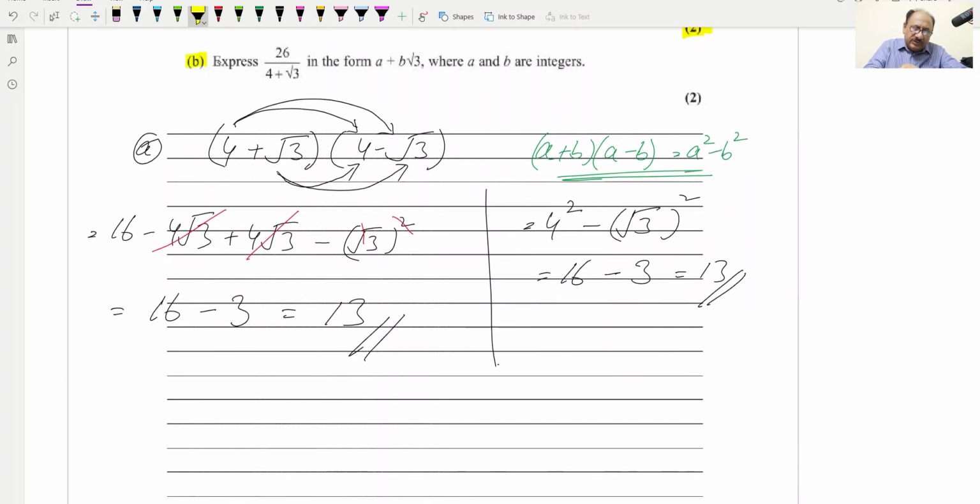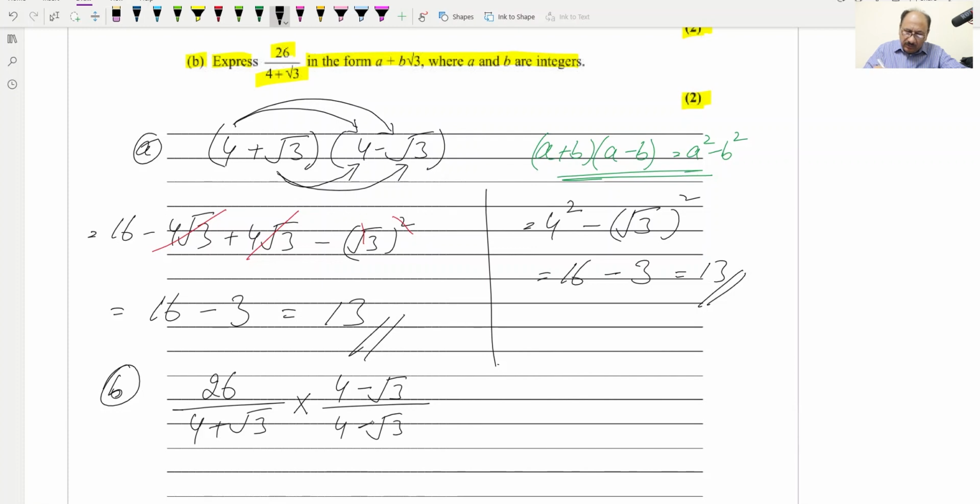Now B part says express this in the form of this. This is again a rationalization question for 2 marks. So we can write this B part will be 26 over 4 plus under root 3. In rationalization we are changing this middle sign, so multiply by 4 minus under root 3 over 4 minus under root 3. And in the A part we know that this one multiplied by this one is equal to 13. This is what we have done in part A, so I'll not be redoing this one.